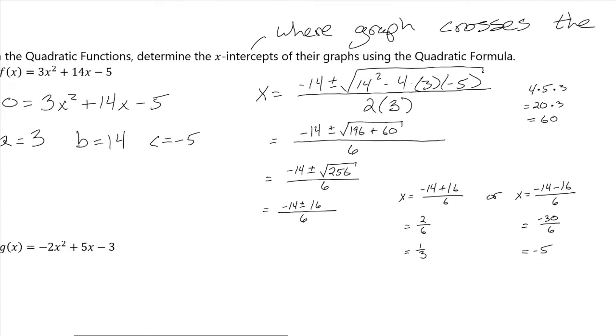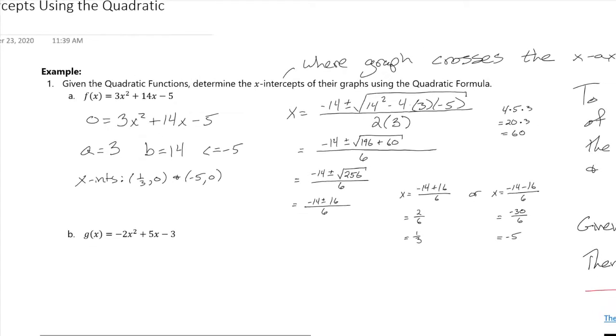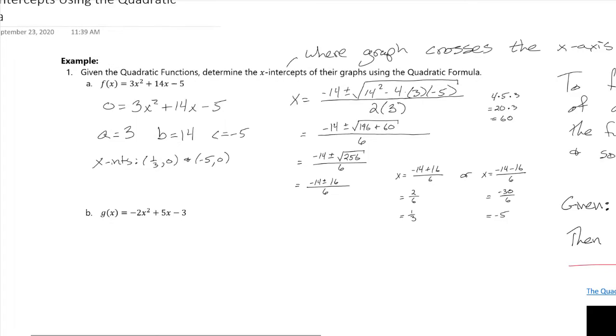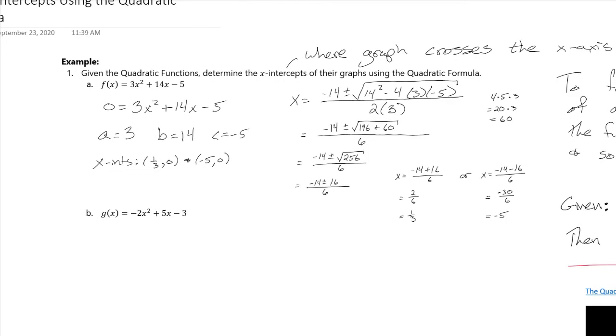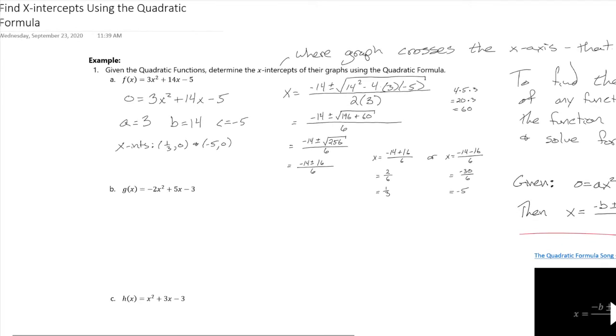So from this, we get the x values of the x-intercepts. So the x-intercepts are (1/3, 0) and (negative 5, 0). And then in a future video, we're going to go ahead and look at using these to graph the function itself. So right now, we're just getting these x-intercepts. We'll put this all together into a graph later on.